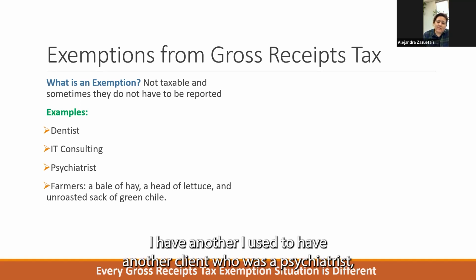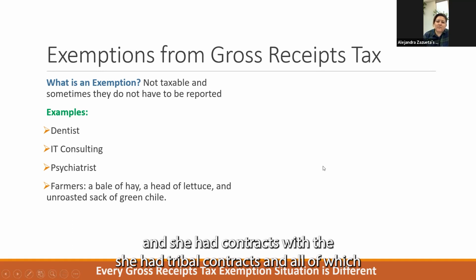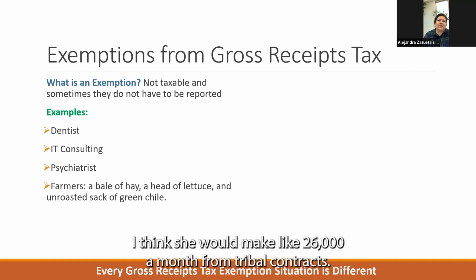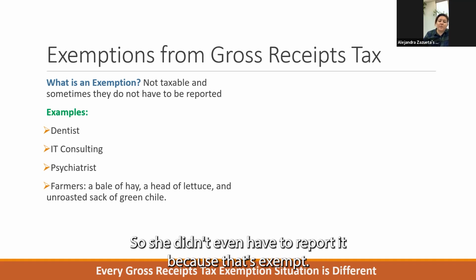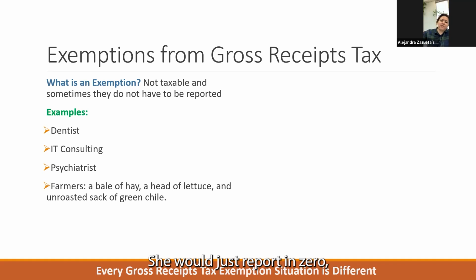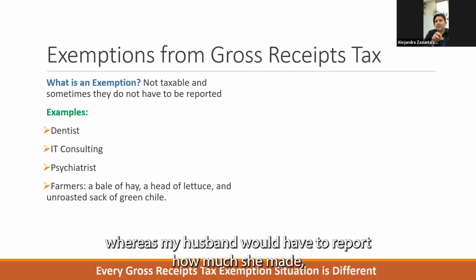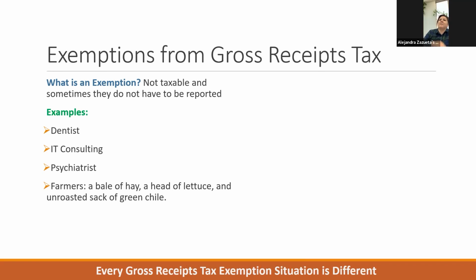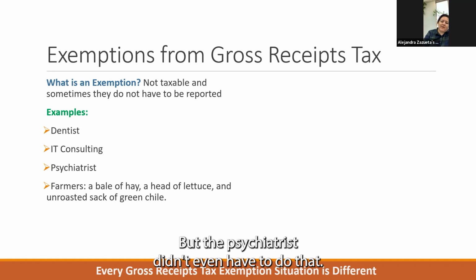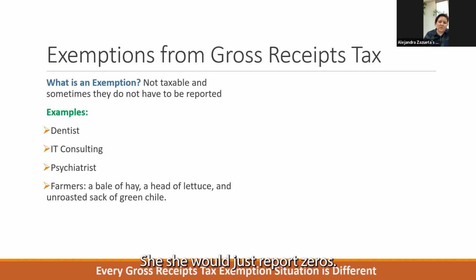I used to have another client who was a psychiatrist, and she had tribal contracts. I think she would make like $26,000 a month from tribal contracts. So she didn't even have to report it because that's exempt. She would just report it in zeros. Whereas my husband would have to report how much he made, but then it would be exempt. So he had to show an amount, but the psychiatrist didn't even have to do that. She would just report zeros.